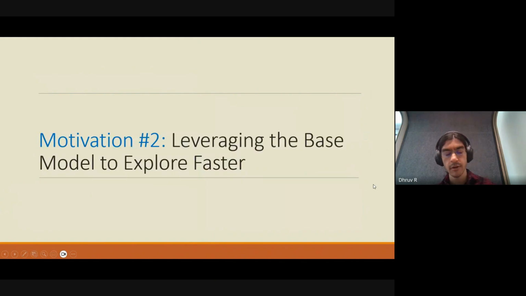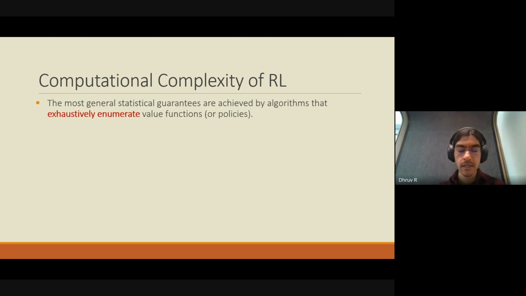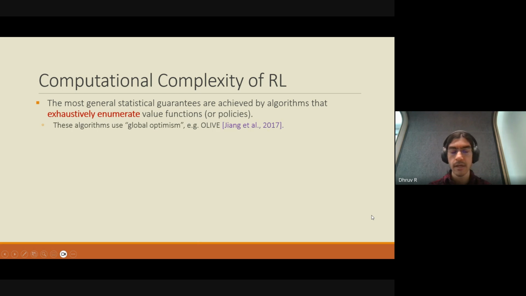And this ties us into our second motivation, which is, can we leverage the base model to do exploration faster in reinforcement learning? And by faster here, I mean better runtime. So what's the state of affairs of computational complexity in reinforcement learning? It's fairly grim, because the most general statistical guarantees, in other words, the guarantees that work under the most general assumptions on the environments, are achieved by algorithms that are doing some sort of exhaustive enumeration. They're doing some sort of brute force search. Examples of these are algorithms like Olive, which use global optimism. And there's sort of no hope of implementing these efficiently.